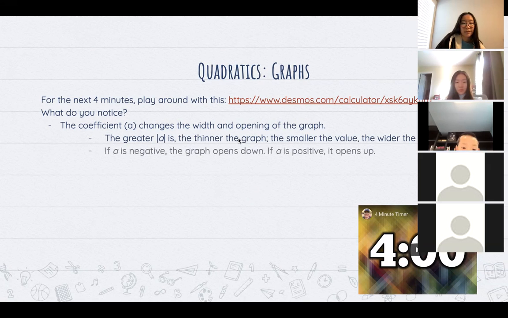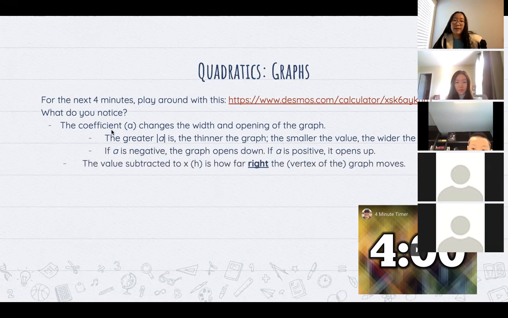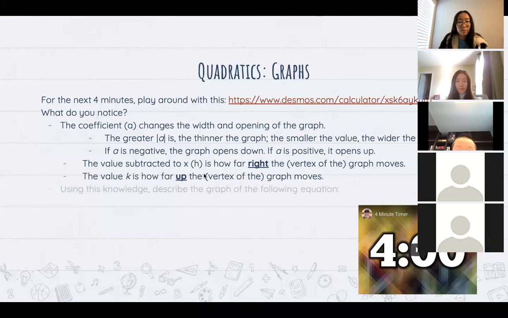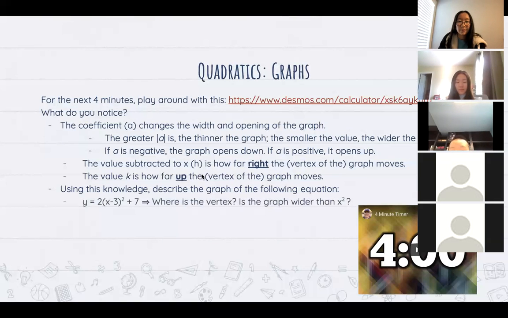So here's some other things we noticed. That coefficient a at the start, if a gets bigger, the graph will get thinner. And if it's smaller, if it was a fraction, it would get really wide. And also if a is negative, the graph will open downward. If it's positive, the graph opens up. h is the x coordinate of the vertex and k is the y coordinate of the vertex.